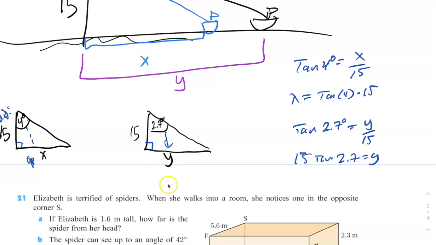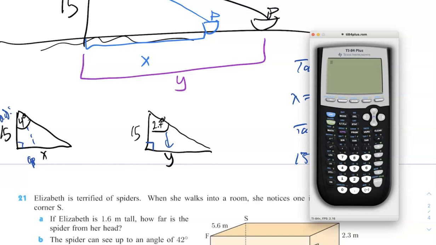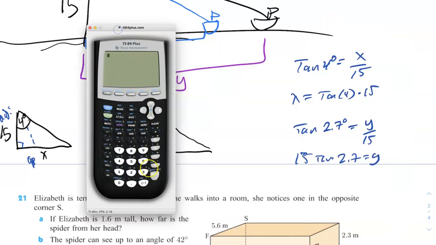So put those in my calculator. So let's go. Tan 4, remember, always in degrees. Then I get about 1.05. And then let's do the other one. Is that 15 times tan of 2.7?